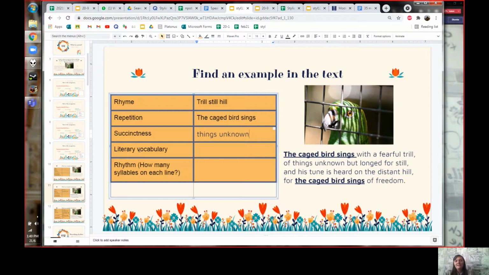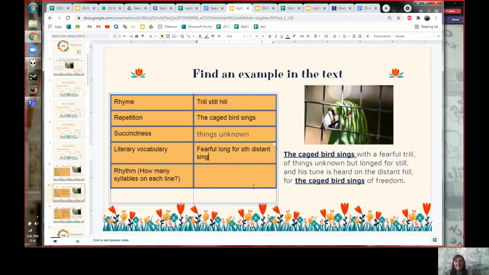Now, what about literary vocabulary? Well, there's quite a lot of examples here. For example, fearful means scary. We have to long for something, which means to want something. And we also have the word distant. Distant means far away.